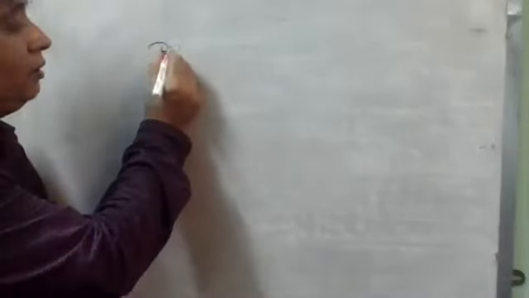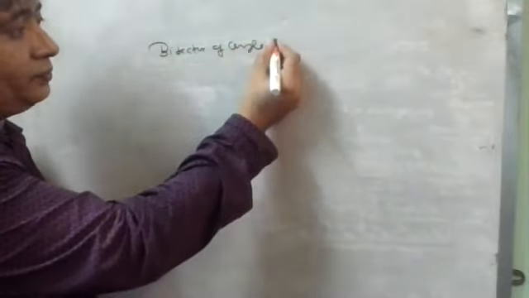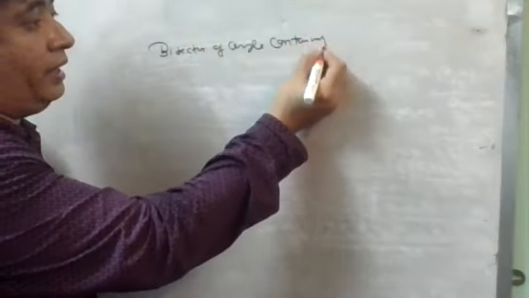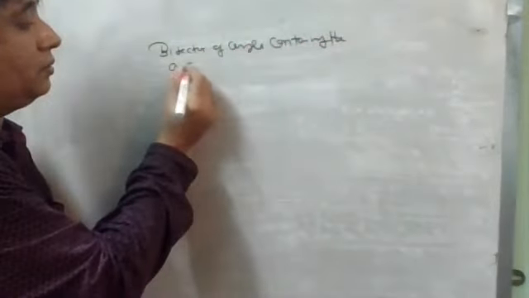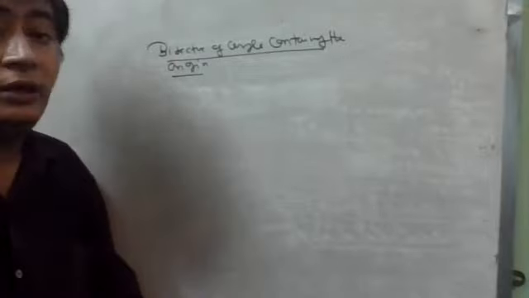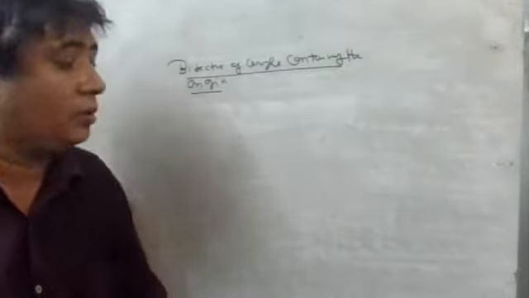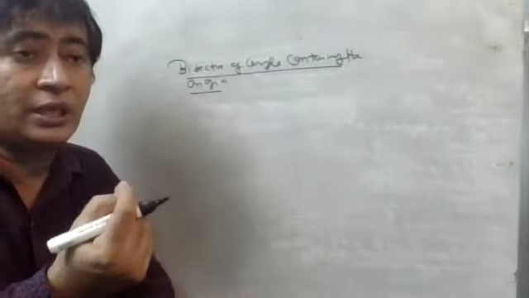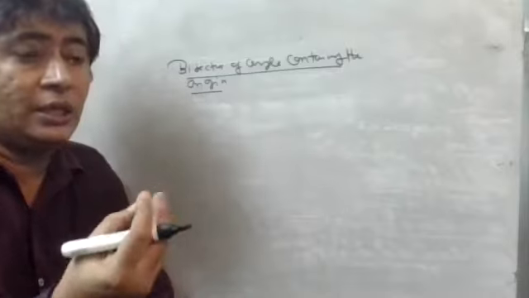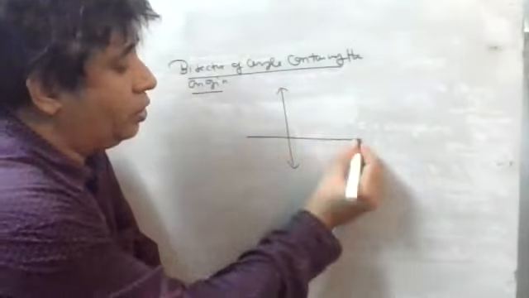Now the topic is bisector of angles containing the origin. Bisector of the angle containing the origin means the part in which the origin lies. Like that, you see two lines are there.